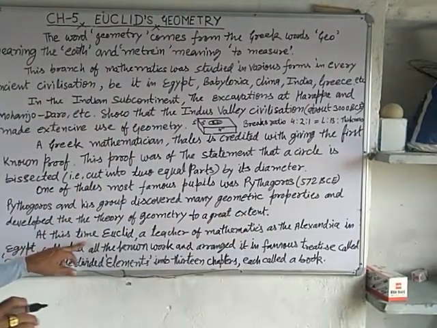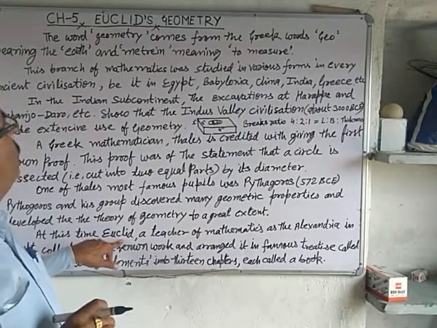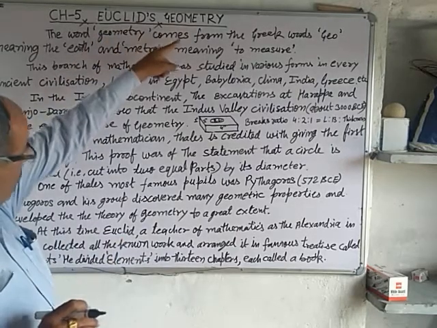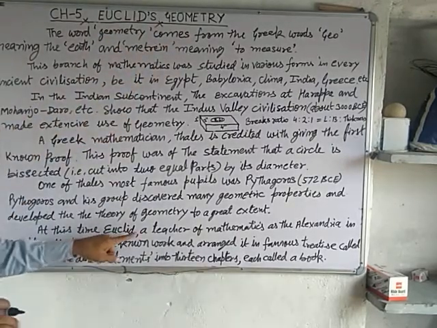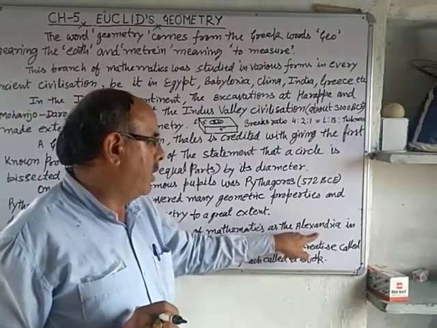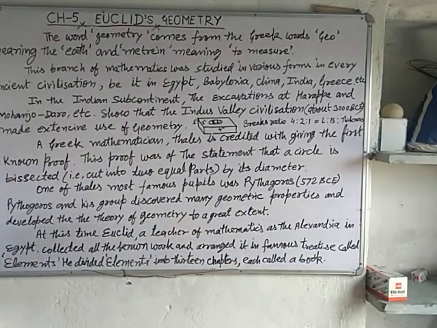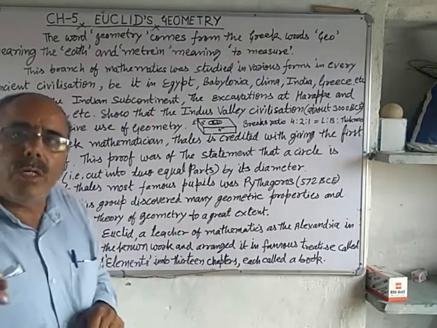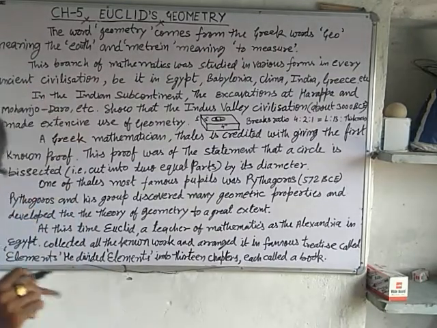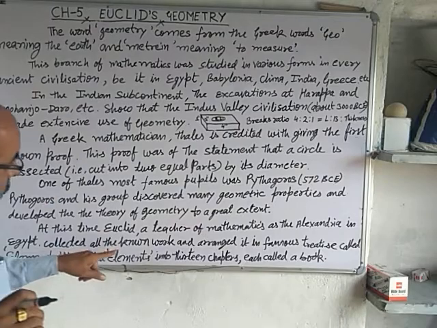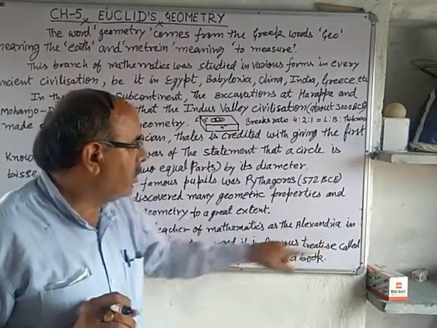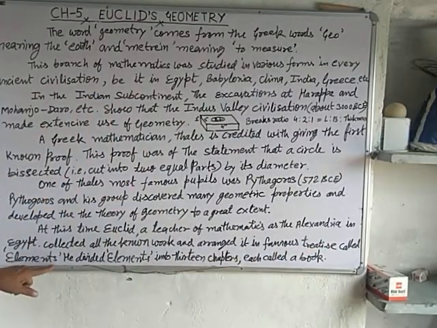At this time came Euclid. We are learning about Euclid's geometry. Euclid was a teacher of mathematics at Alexandria in Egypt. Egypt was a highly developed country in mathematics. He collected all the known work and arranged it in a famous treatise called Elements, the book.